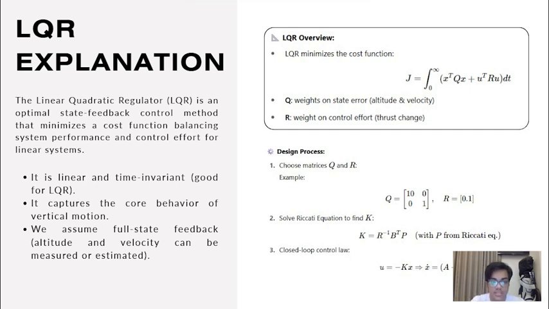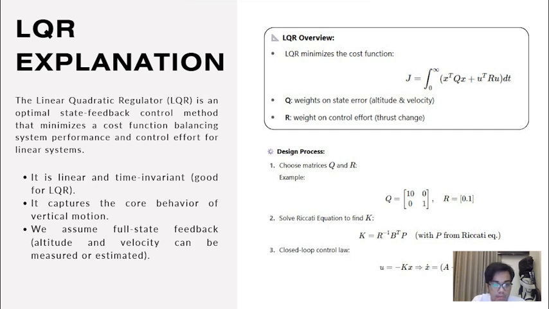The design process involves three main steps. The first one is choose matrices Q and R. This is a crucial step and often involves tuning to achieve desired performance. For example, we've chosen a Q matrix that heavily weights altitude error and a small R value, indicating we're willing to exert some control effort.